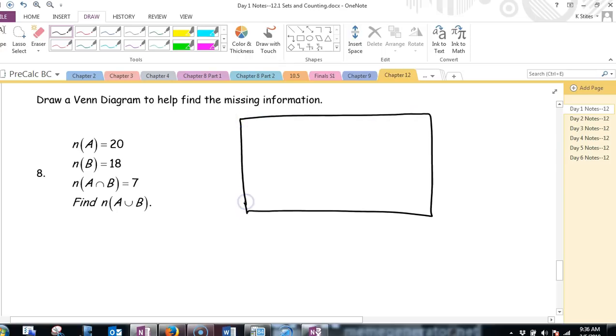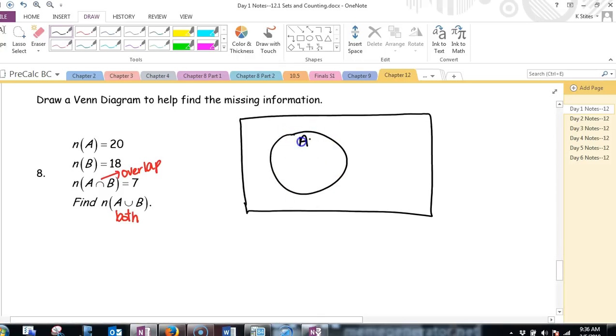We have that the number of elements in A is equal to 20. The number of elements in B is 18. The number of elements in A intersect B is 7. This is where they are overlapped. And we want to find the number of elements in A union B. This means both A and B together.